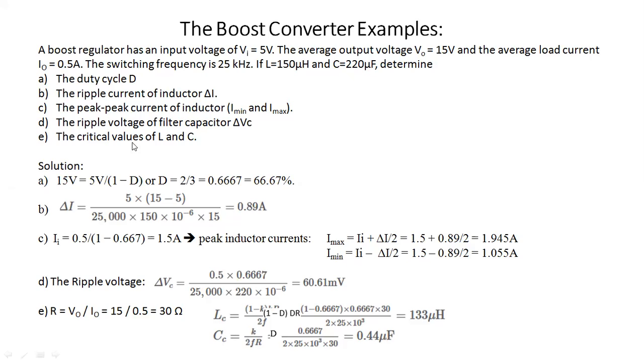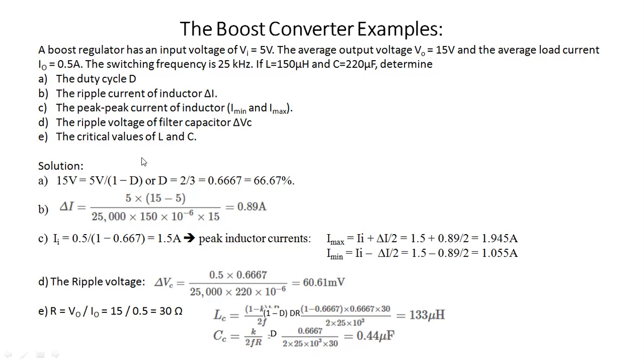So here we can take output voltage equal to input voltage upon 1 minus D. So 15 equals 5 upon 1 minus D, and you will get the value for D. If you rearrange that equation for D, you will get 1 minus VI upon VO, so you will get 2 by 3. You can calculate it in percent form, that will be 66.67%.